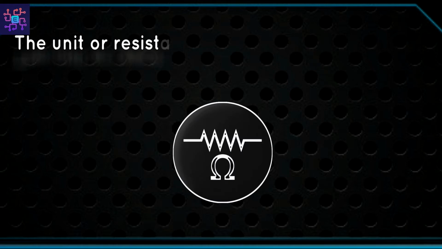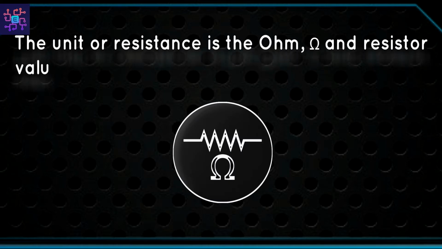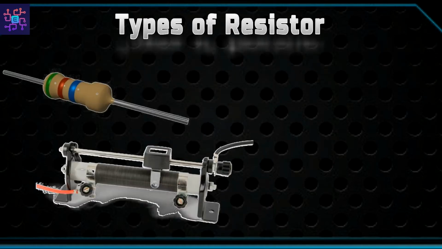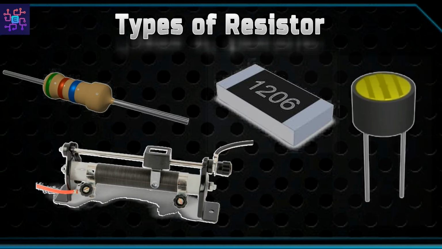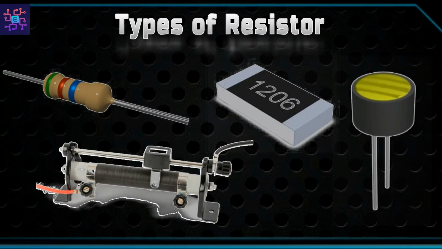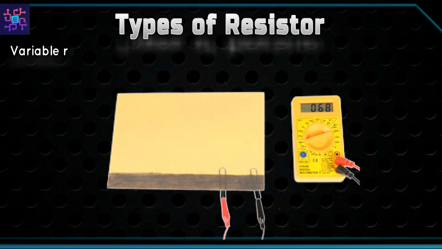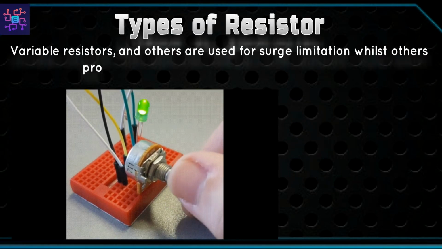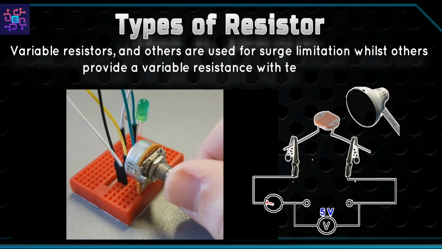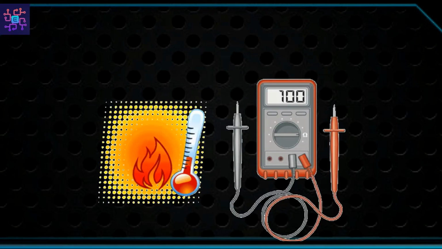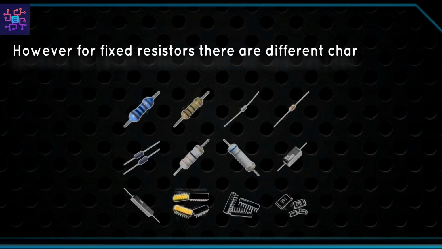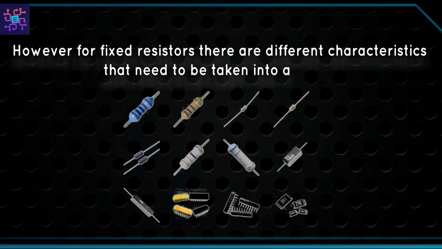The unit of resistance is the ohm, and resistor values may be seen quoted in terms of ohms. It may be kilo ohms, mega ohms and so on. Now there are many different types of resistor. Some are for special applications like being used as variable resistors, and others are used for surge limitation, while others provide a variable resistance with temperature. All of these characteristics can be used. However, for fixed resistors there are different characteristics that need to be taken into account.